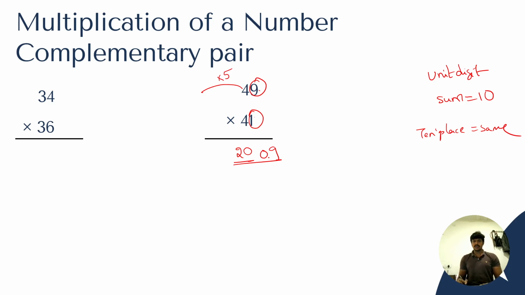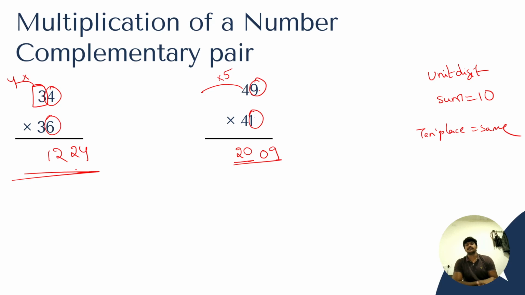I will repeat one more time. First multiply unit digits. 4 into 6, 24. Write them. That will give you the second part of the answer. For the first part, multiply the tens digit number with the next number. If it is 3, 4. If it is 4, 5, like that. So 3 fours, 12. That will give you your final answer. That is as simple as that. Okay, I hope this is clear till now. Let's go to the next technique.